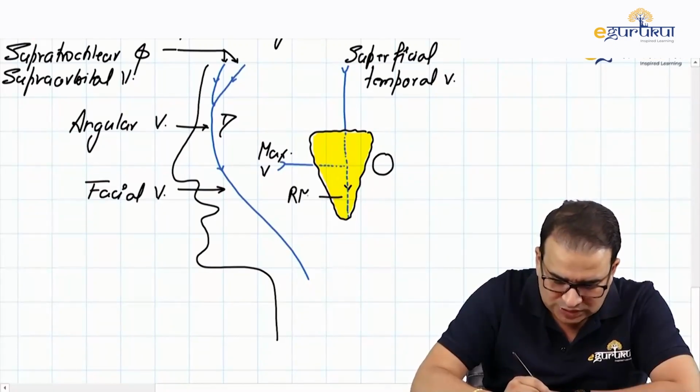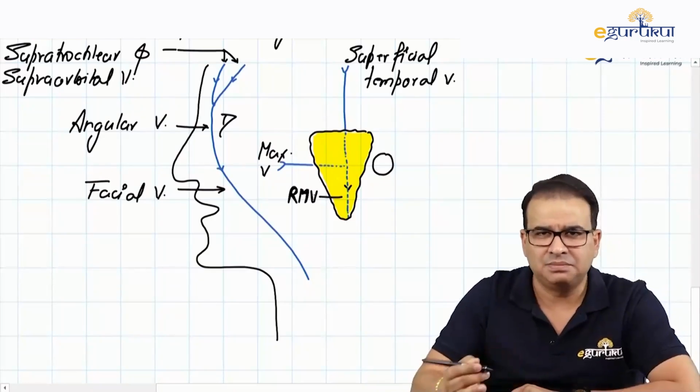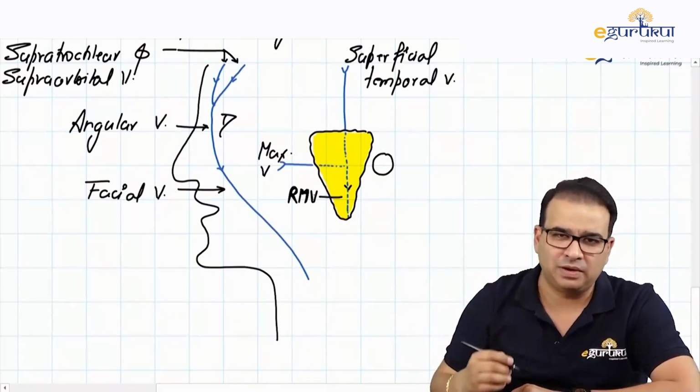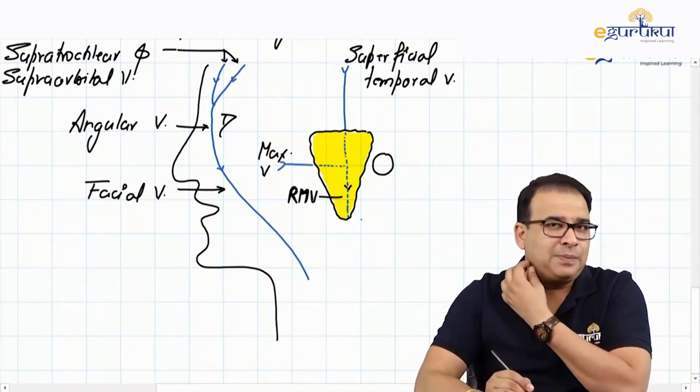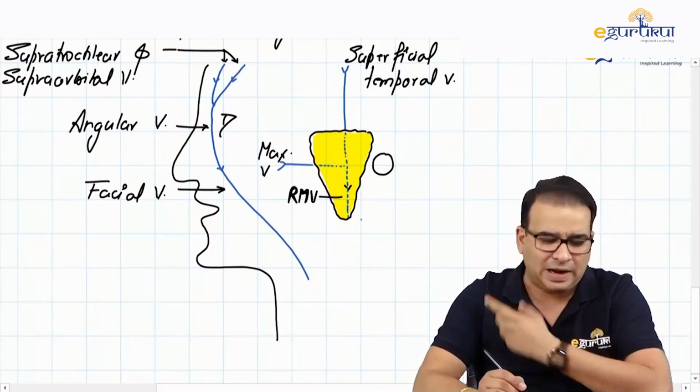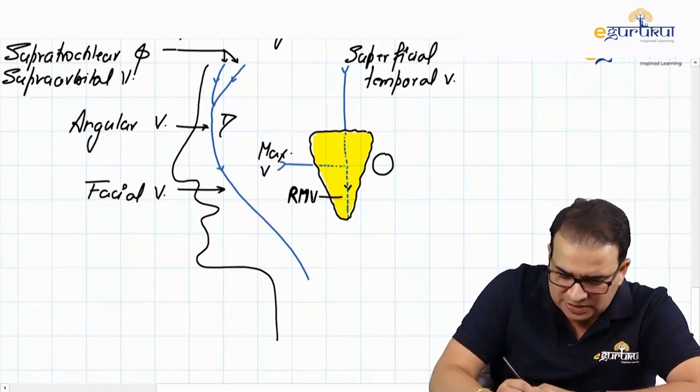I'm writing in short, you do the same. Make sure you write the full form somewhere else. This is RMV, retromandibular vein. Makes sense? Retro, it's behind the mandibular vein. And once the retromandibular vein reaches the apex of the parotid gland, which is close to the angle of the mandible, it divides into two.